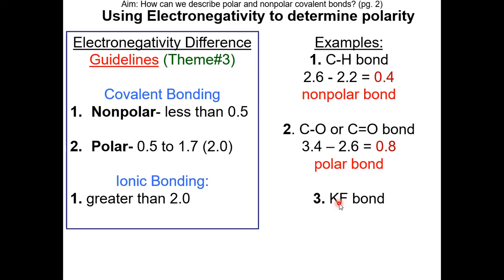In example 3, we have a KF bond. We know K is a metal and F is a nonmetal, so we're expecting an ionic bond here. If you look on Table S, K is 0.8, F is 4.0, so the difference is 3.2. Since 3.2 is greater than 2, this is an ionic bond.